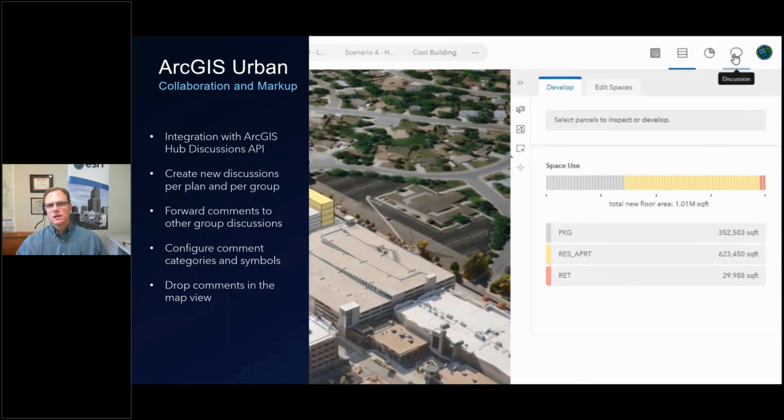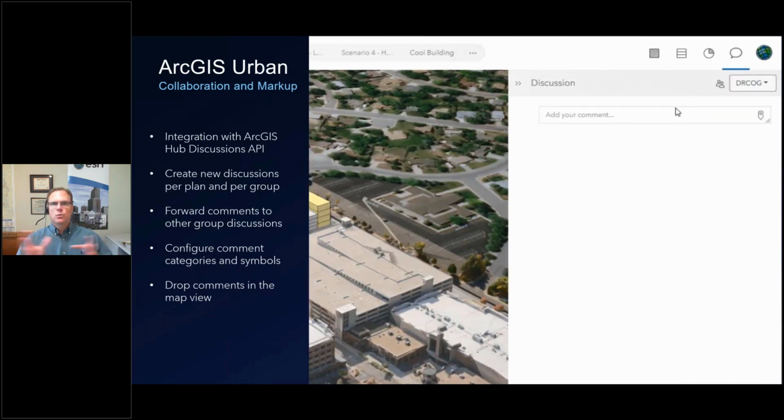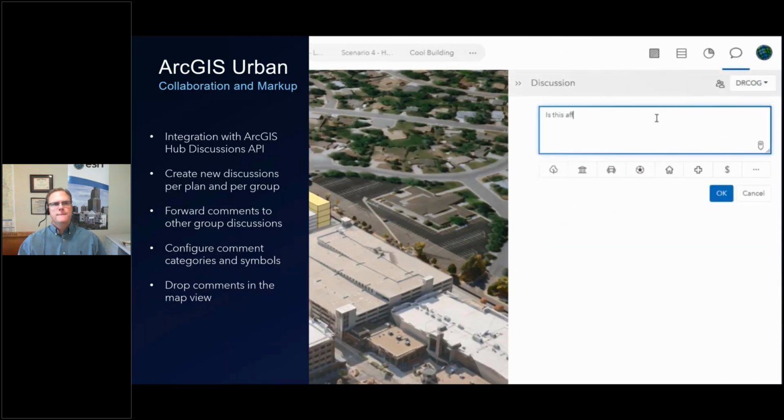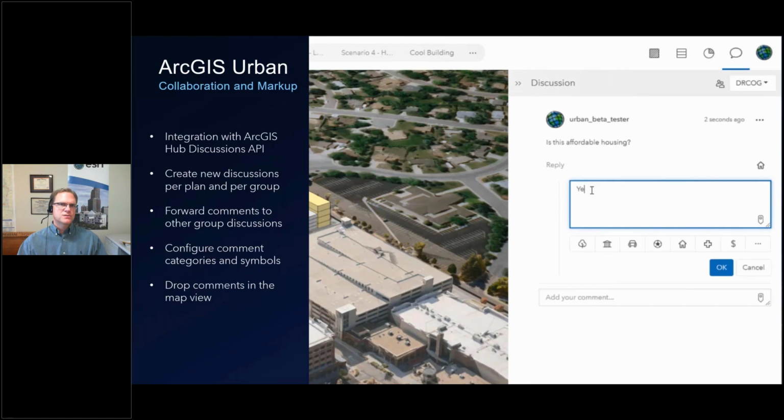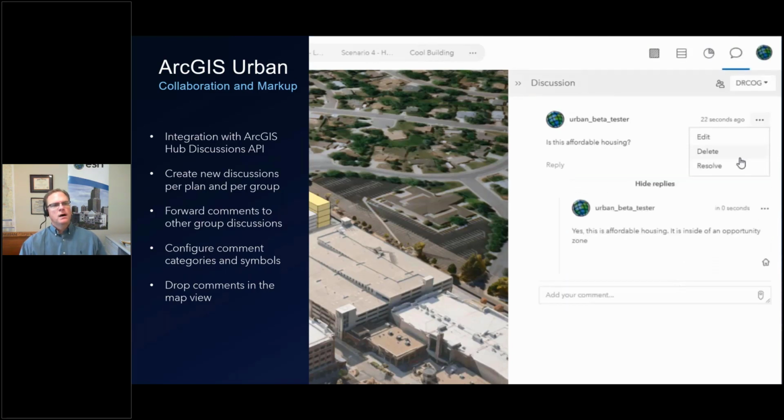Then there's also collaboration and markup. So it's easier to work between scenarios to get feedback from colleagues, from other stakeholders, from community leaders and so forth about specific components of the development, and be able to ask questions and create discussions.